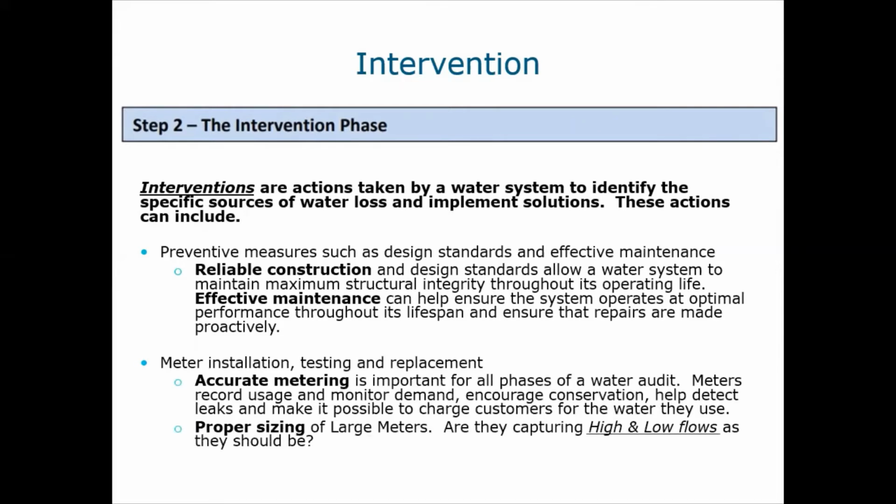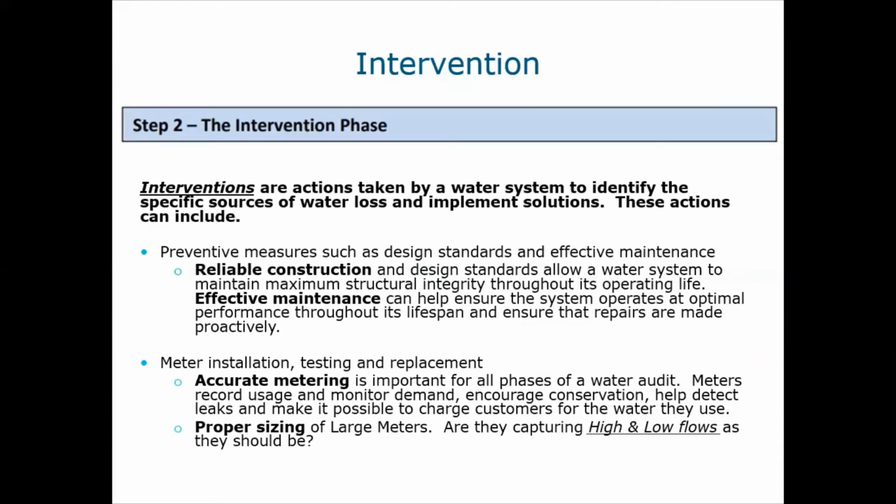Again, meter installation, testing, and replacement. This is a very important thing as well. Meters are our cash registers, essentially. So accurate metering is important for all phases of water audit. Meters record usage and monitor demand, encourage conservation, help detect leaks, and make it possible to charge customers for the water they use. Proper sizing of large meters is very important.